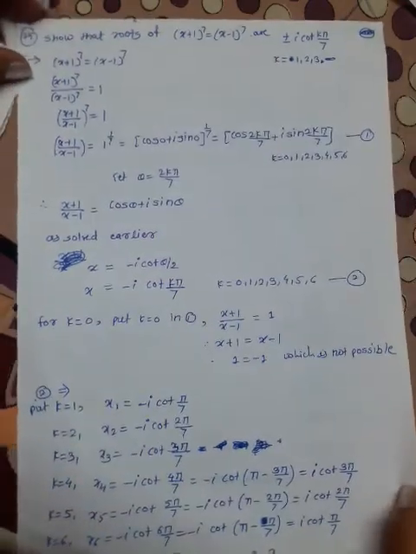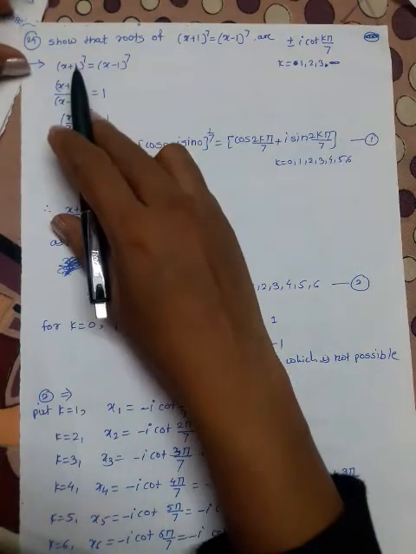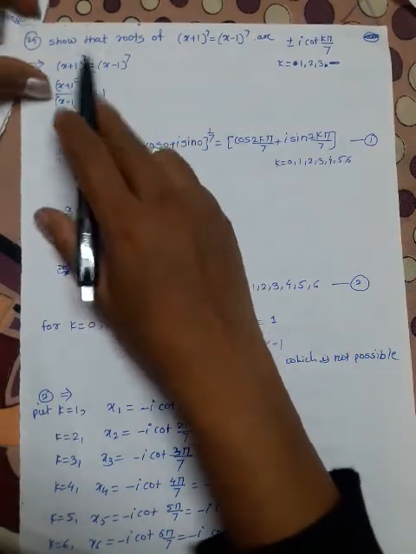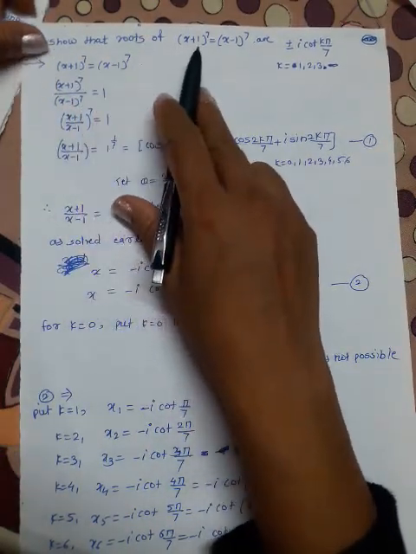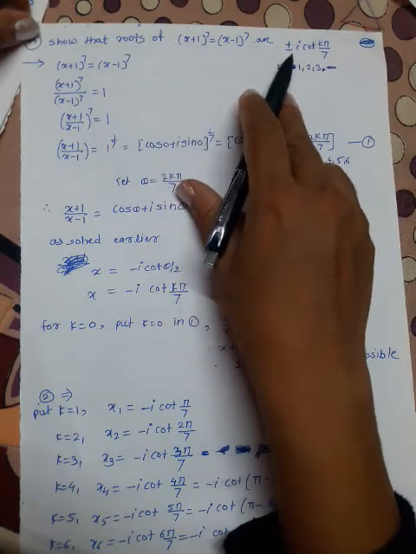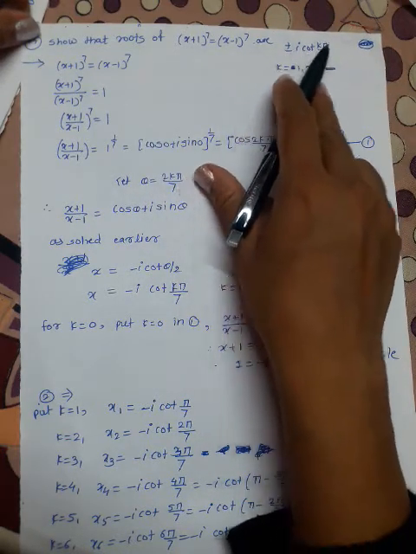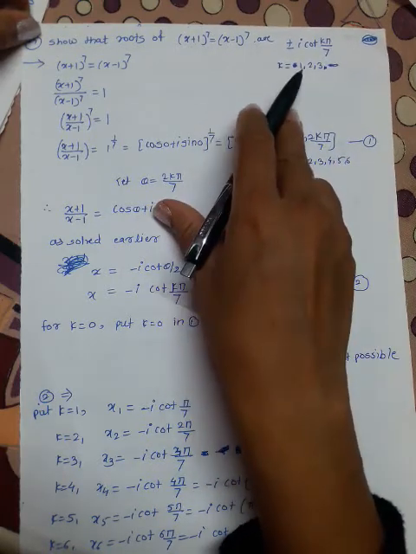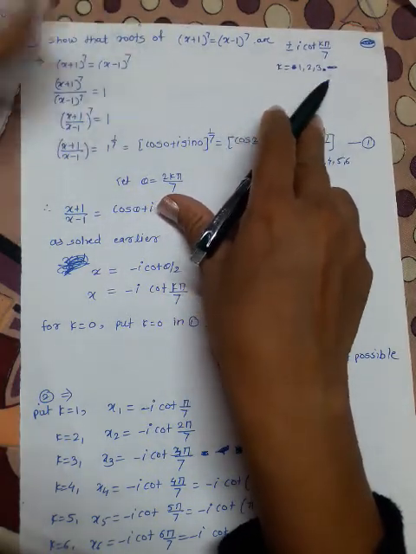Okay, now let us see the next example of the same type. Let's show that the roots of the equation (x plus 1) raised to 7 is equal to (x minus 1) raised to 7 are plus or minus i cot(k pi by 7), where k takes only 3 values: 1, 2, 3.